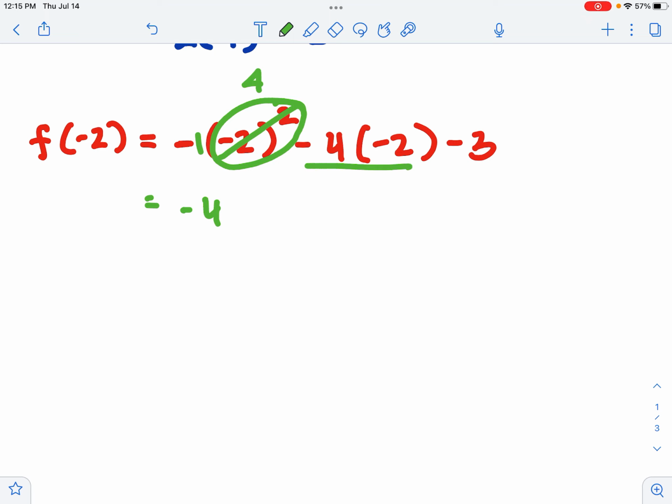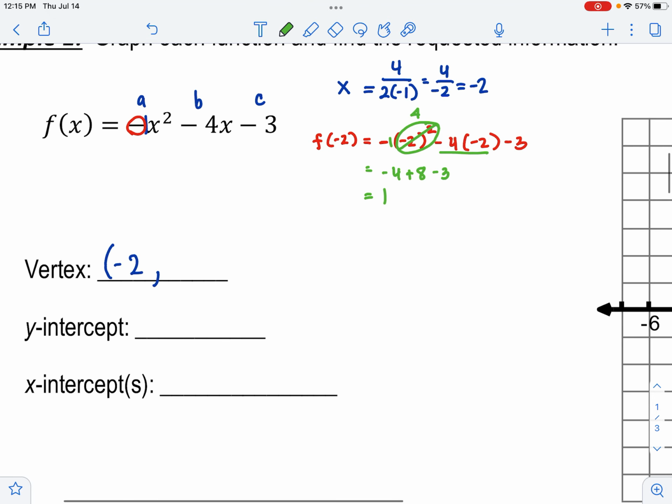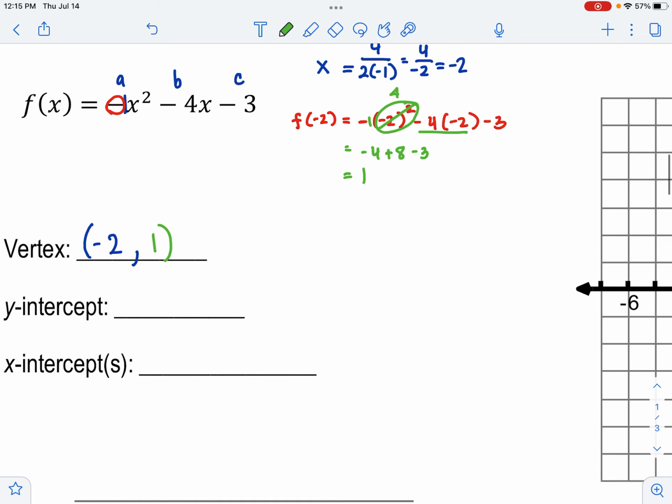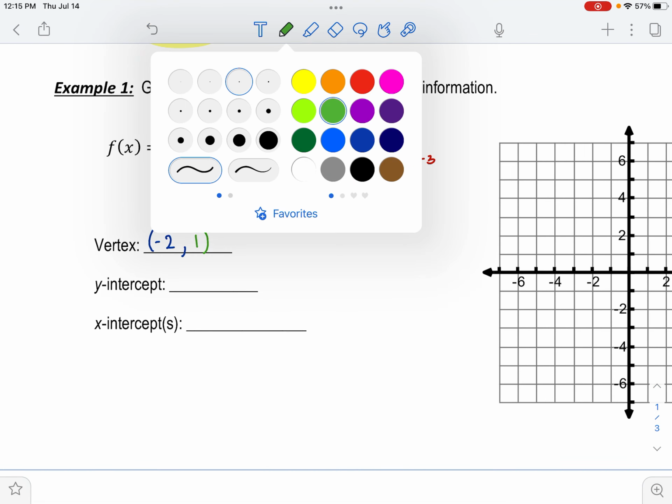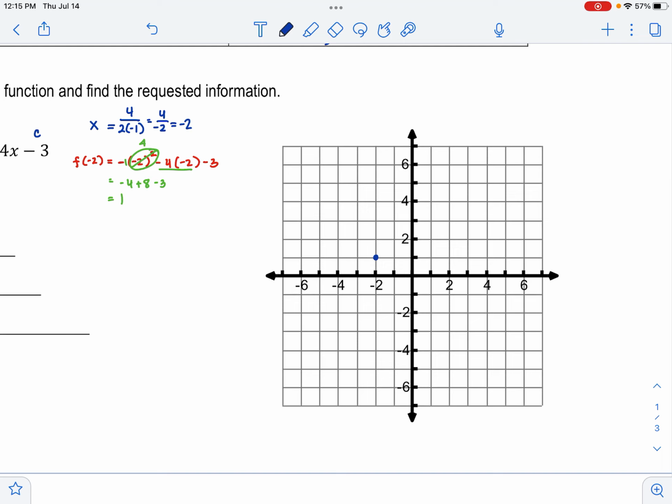All right, this is multiplication right here. -4 times -2 is +8, and then we have a -3. Combine those and we get 1. So f of -2 is 1, therefore that's the y value. All right, we can graph the vertex right now. We have -2, 1, and that's the vertex of our parabola.